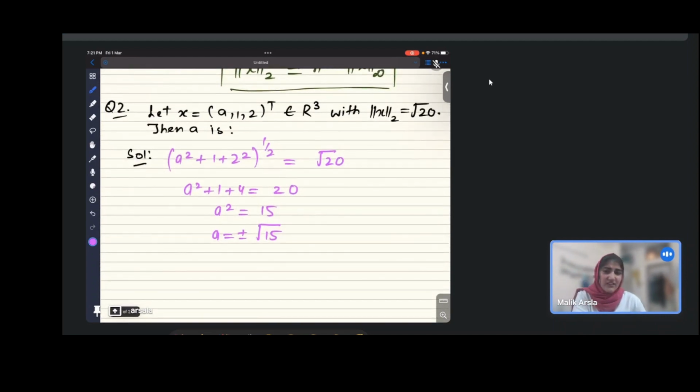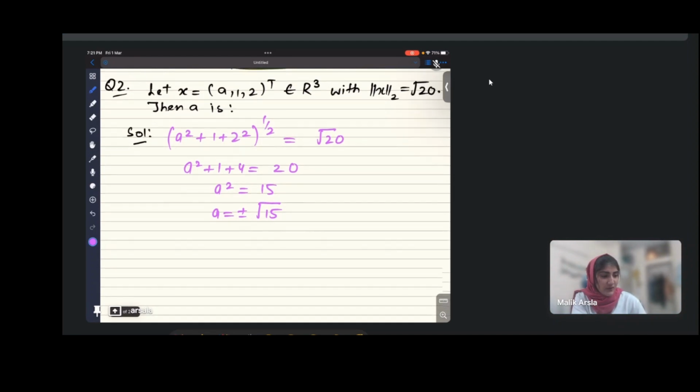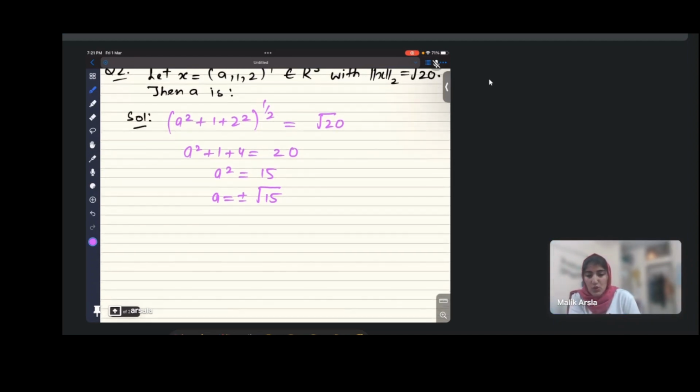Is this color visible? Is the color fine? Okay.